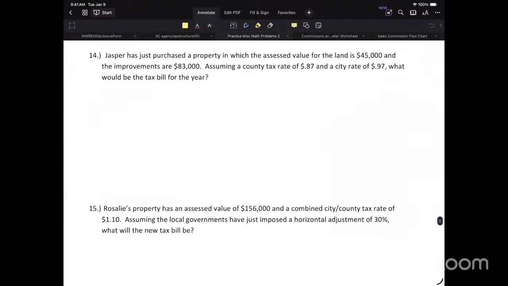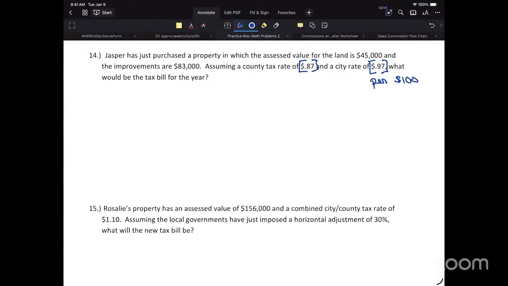Jasper has just purchased a property in which the assessed value for the land is 45,000 and the improvements are 83,000. Assuming a county tax rate of 87 cents and a city rate of 97 cents, what would be the tax bill for the year? So this is for North Carolina. So this is going to be 87 cents and 97 cents per $100.